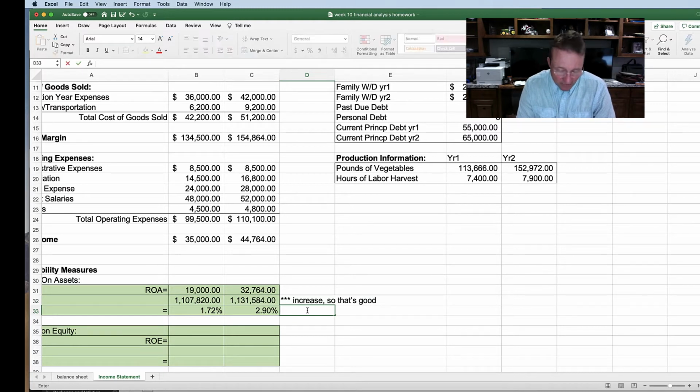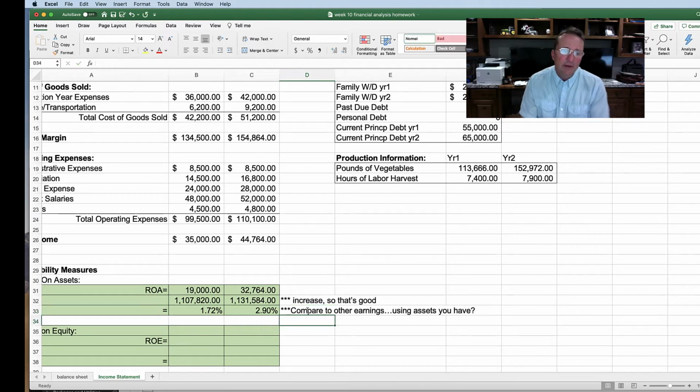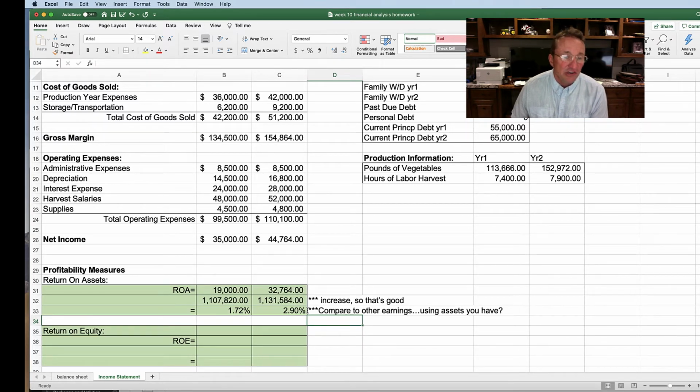You want to also compare this to other earnings. Could you take your money and go earn more than this using the assets that you have? And the answer might be, yeah, you could probably beat 2.9% in the market pretty easy. The trouble is, if the land that you own is something you're not going to get rid of and go invest, it might be the best use of that land that you have. So return on assets is just giving you what your assets are earning you, and you've got to compare that to other earnings, but you want it to increase, and so maybe we're on a good track here.